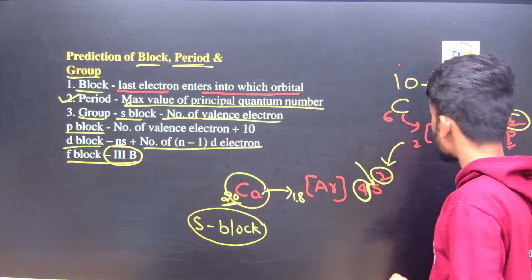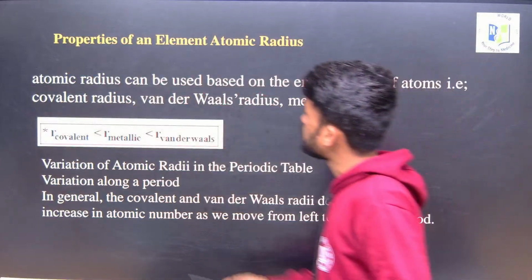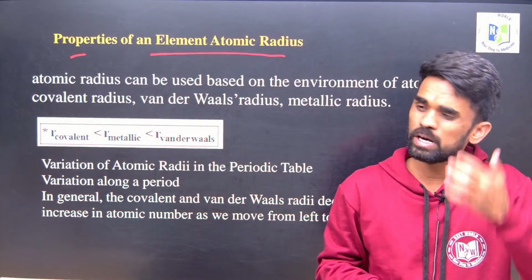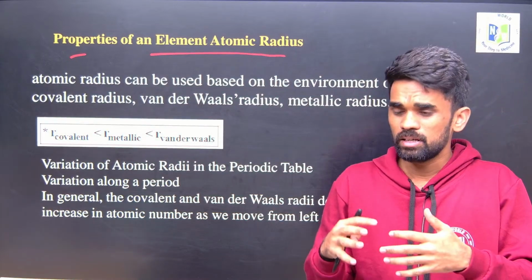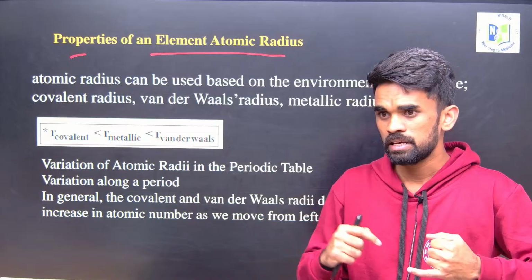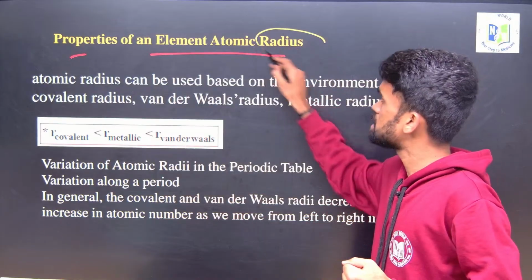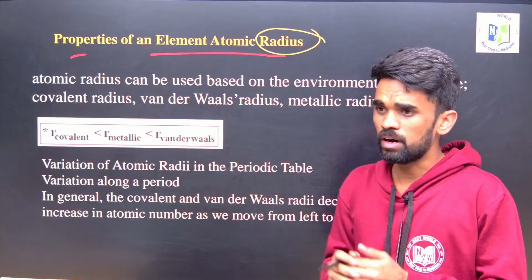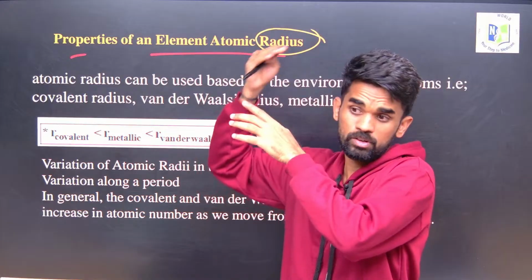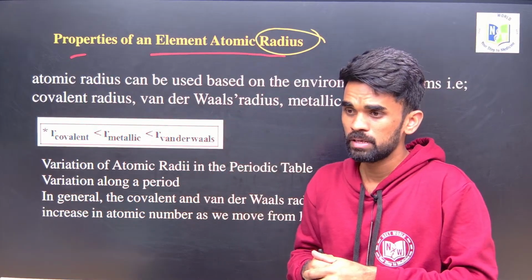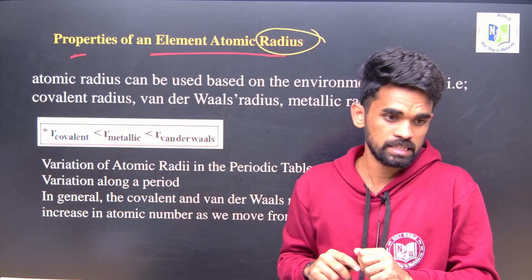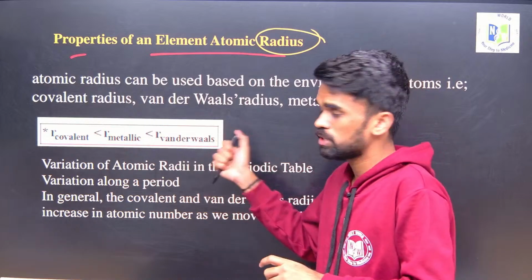Okay, next. Now we need to discuss the properties of these elements. First one is atomic radius. What are these properties? We have physical properties and chemical properties. Physical properties are like their size, shape. Size comes from its radius. Okay, how does this size or radius vary if we go top to bottom in a group or left to right in a period? What happens to its size or atomic radius? That is what we need to discuss here.